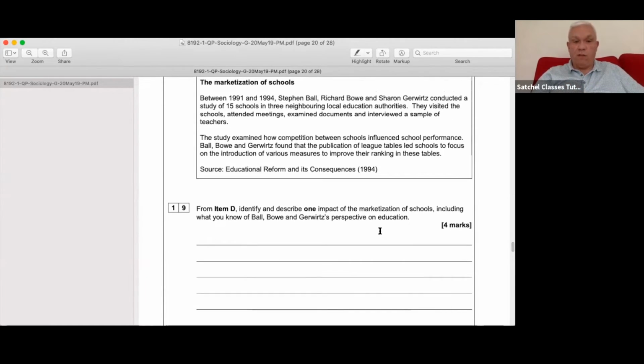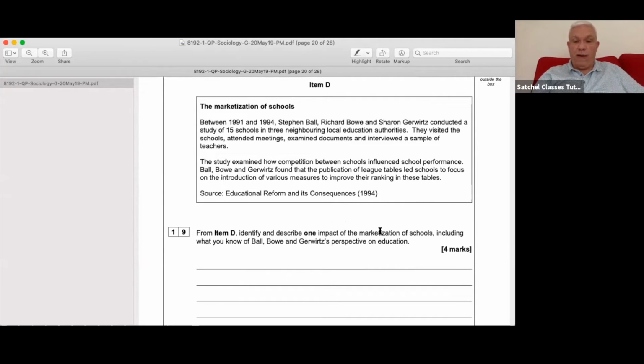So from item D, identify and describe one impact of the marketisation of schools, including what you know of Ball, Bowe and Gewirtz. So what this is asking, in fact, is what does marketisation do? What's he saying that marketisation actually does to schools? Now, what you've got to pick up on is that it mentions league tables here, and because of league tables, the schools concentrated on their position in those tables. So in other words, they wanted to get higher up on those tables.